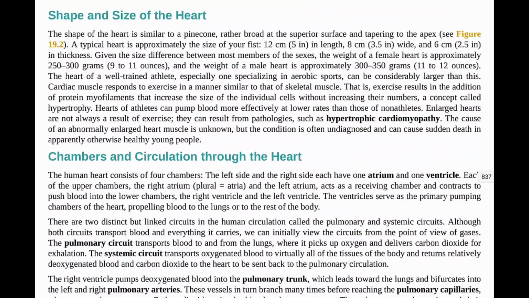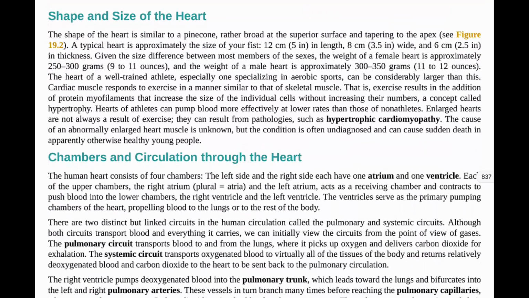So the shape and the size of the heart. The shape of the heart is similar to a pine cone, so they reference a pine cone here. Rather broad at the superior surface and then tapering down to the apex. The heart is approximately the size of your fist, so about 5 inches in length, about 3.5 inches wide, and about 2.5 inches thick. Given the difference between most members of the sexes, generally, the weight of a female heart is approximately 9 to 11 ounces. The weight of a male heart is approximately 11 to 12 ounces.